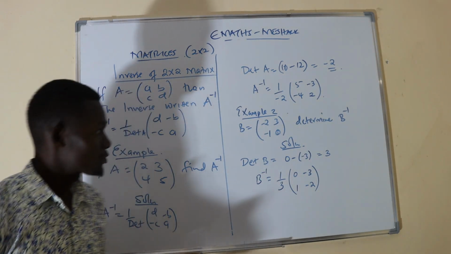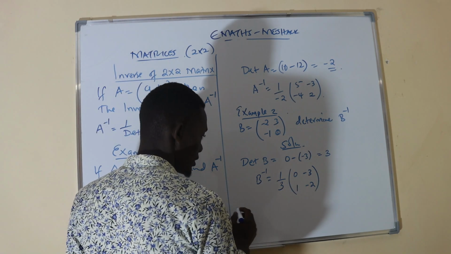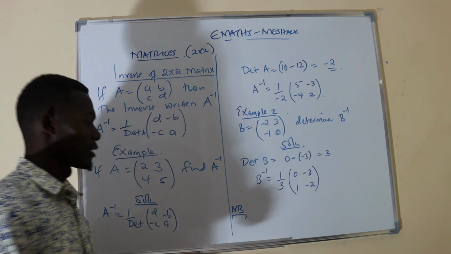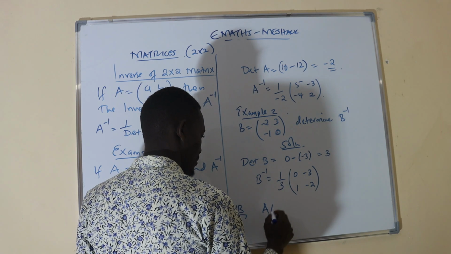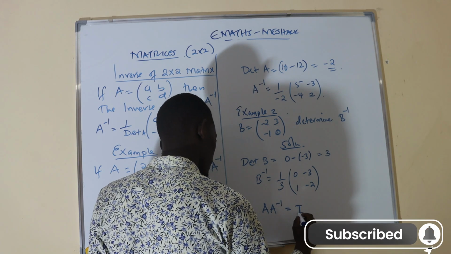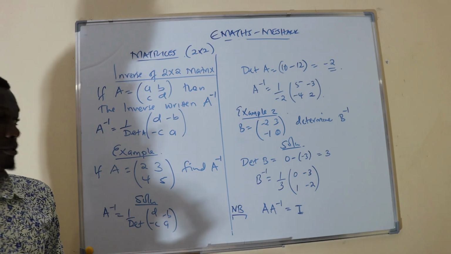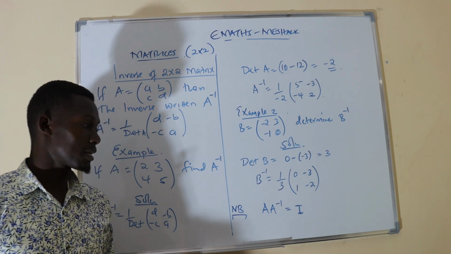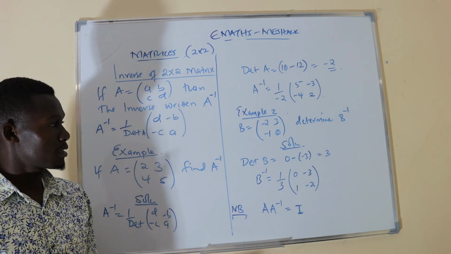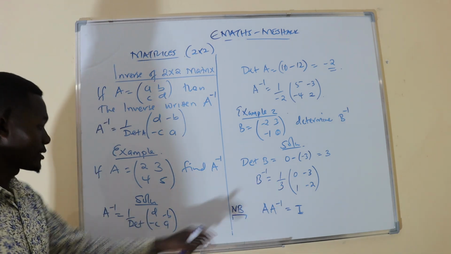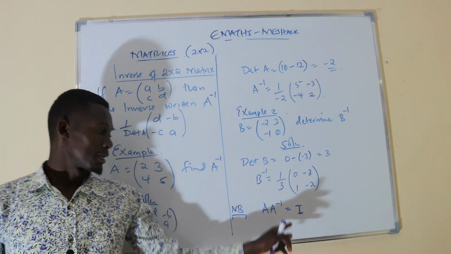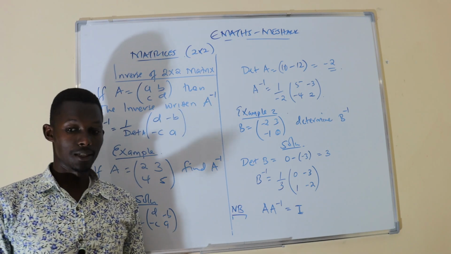Okay, something else to note when it comes to inverses. NB: you need to note that when you multiply a matrix times its inverse, the answer is always an identity matrix. So from this point, we can do an example to verify this claim that when you multiply a matrix times its inverse, it always gives you the identity matrix.